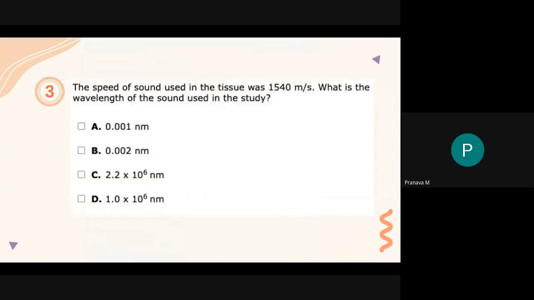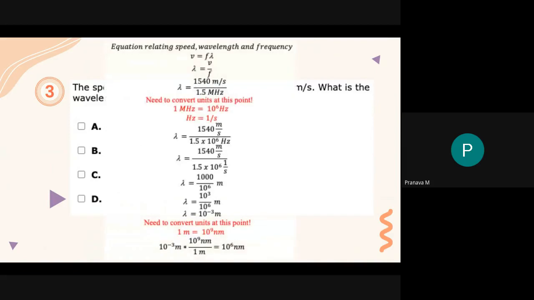And the next question: the speed of sound was 1,540 meters per second. What is the wavelength of the sound used in this study? So we need an equation. Let me skip ahead to the explanation again. We need an equation relating speed, wavelength, and frequency, because in the passage we're given the frequency. This is the same frequency that we used in the last problem. So we use our equation, velocity of sound equals frequency times wavelength, and then rearrange to isolate the variable that you're looking for, which is wavelength.